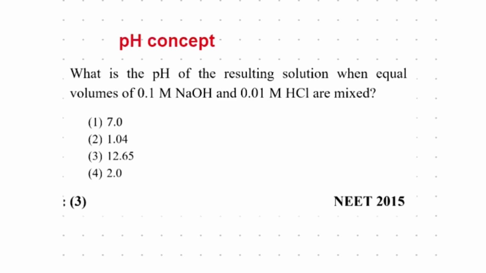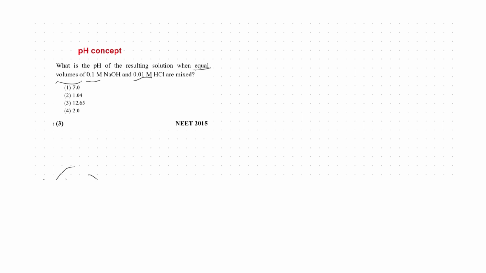First, you see which is in excess, NaOH or HCl. It's given equal volume. Okay, volumes are equal, but the concentrations are different. NaOH concentration is more, it is 0.1 molar. HCl concentration is 10 times less, 0.01 molar. Therefore, which is in excess? NaOH is in excess. So, the resulting solution is going to be alkaline.